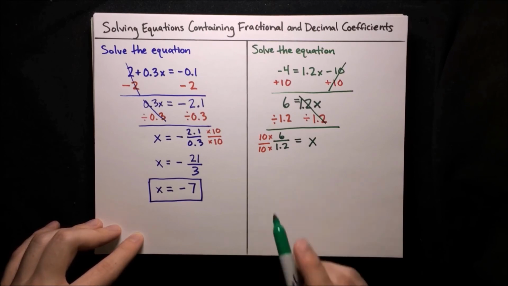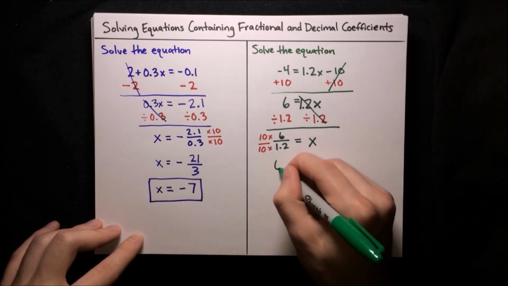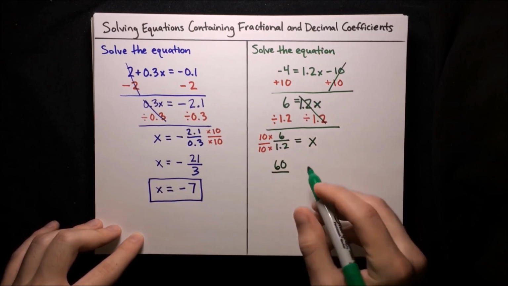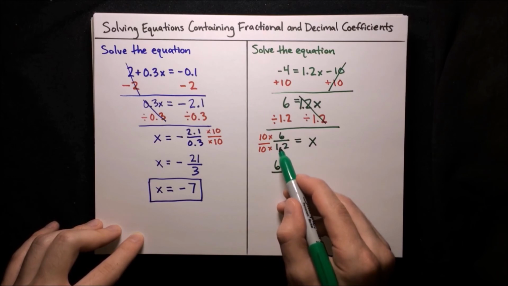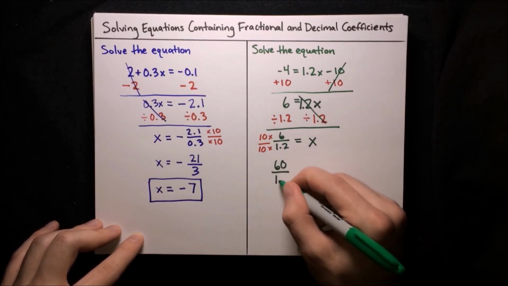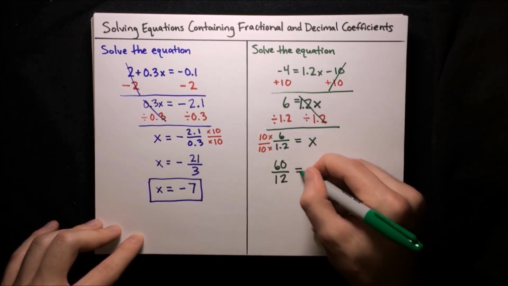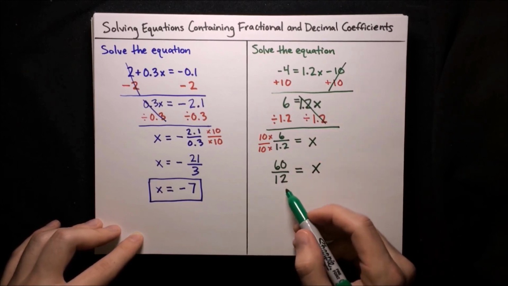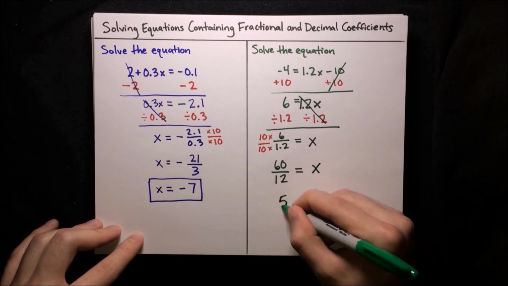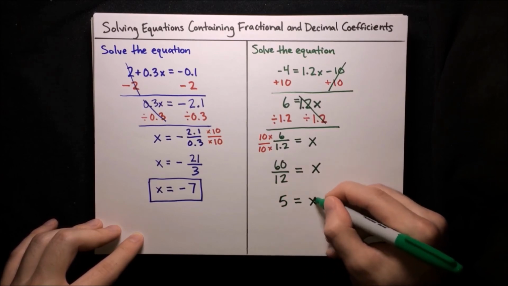So in the numerator, we have 10 times 6, which is 60, and then in the denominator, 10 times 1.2, multiplying by 10 just shifts that decimal place over a single time, so we've got 12 in the denominator. So 60 over 12 equals x, and hey, we know what 60 divided by 12 is, that's just 5. So x is equal to 5.